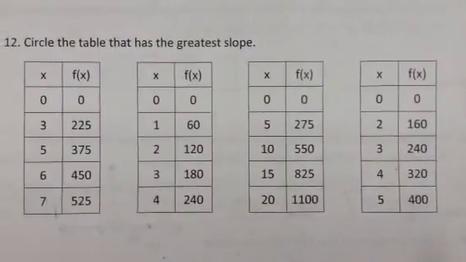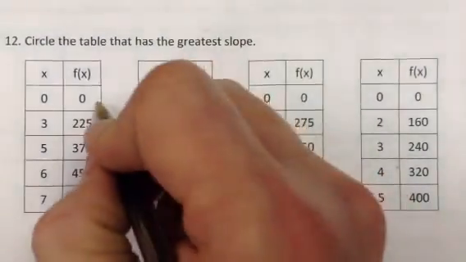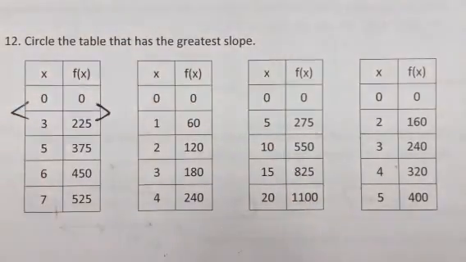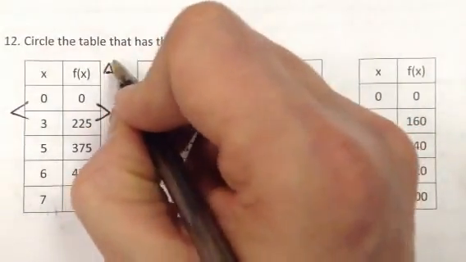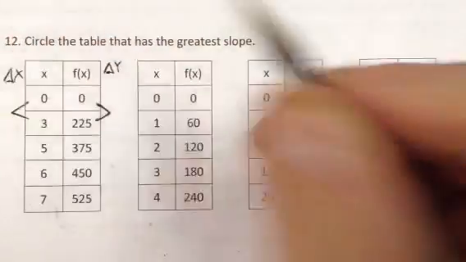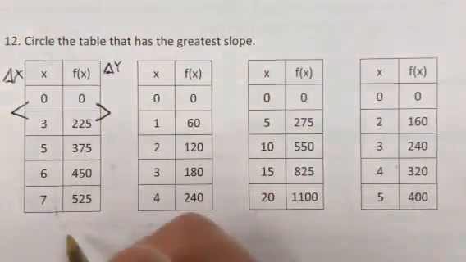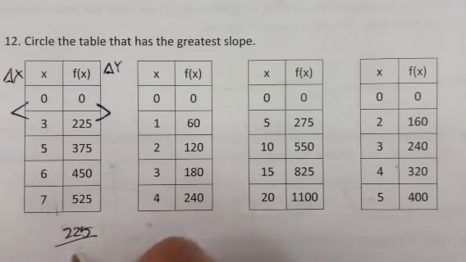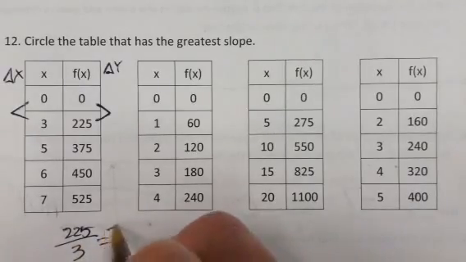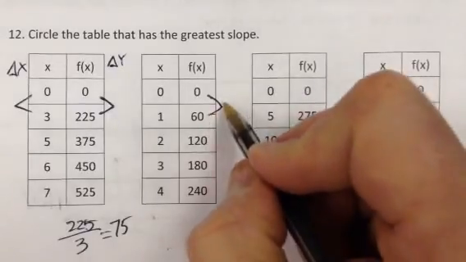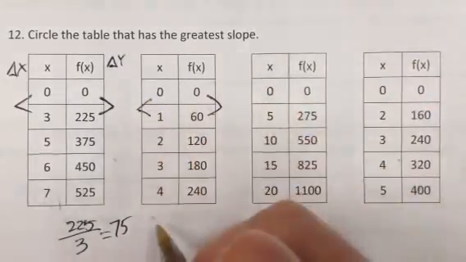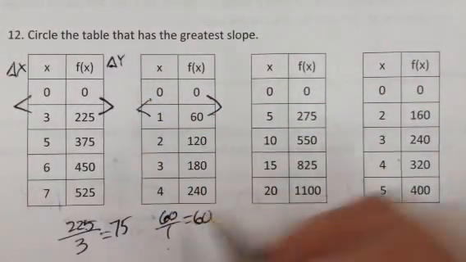All right, last one here. The greatest slope. Check your rate of changes right here. Remember, your delta y's are on your right, delta x's are on your left. This changes by 225 over 3, which I think is 75, so I have a slope of 75 on this one. This changes by 60, and this changes by 1. That's 60 over 1, so that's 60.